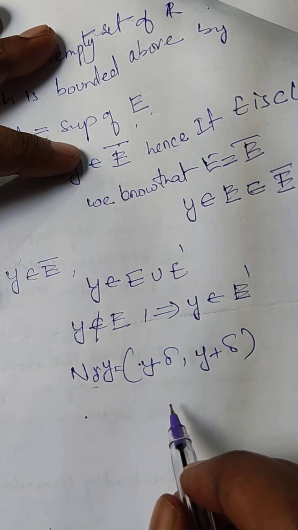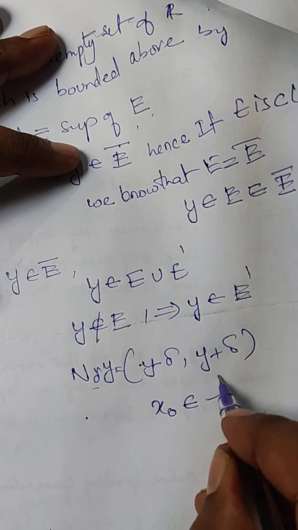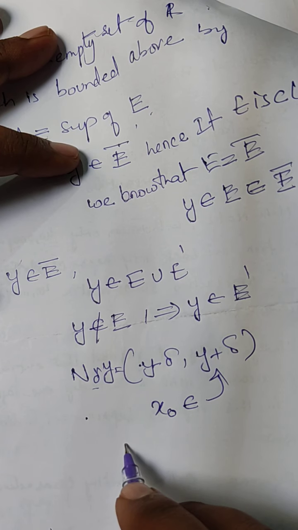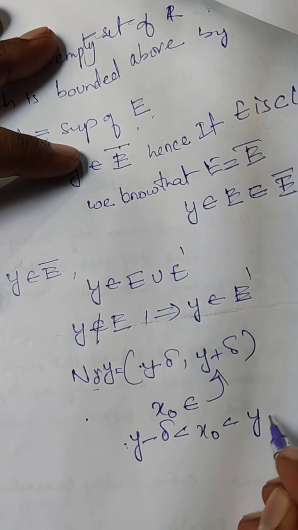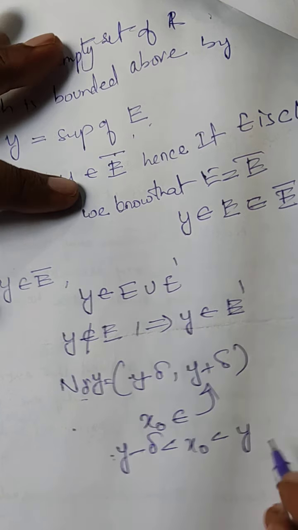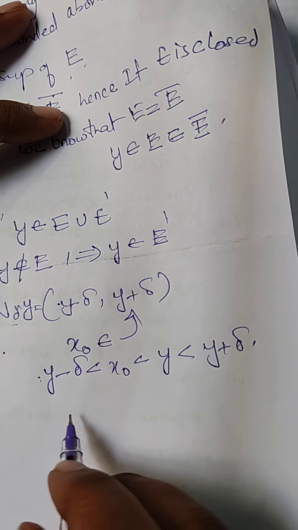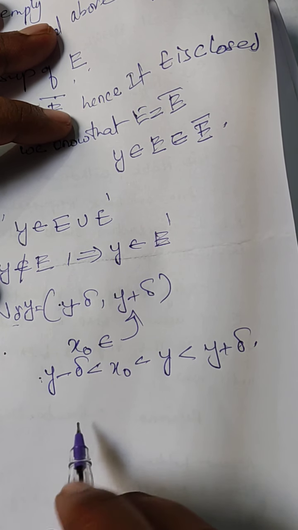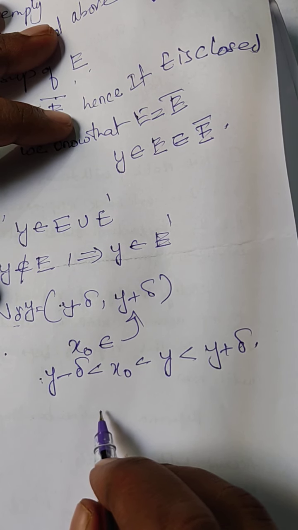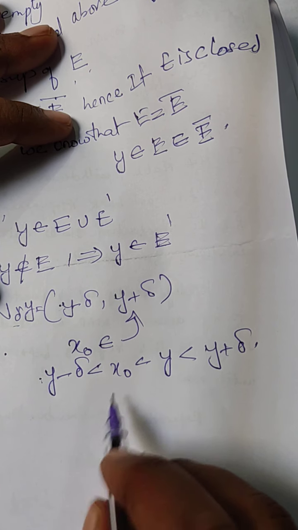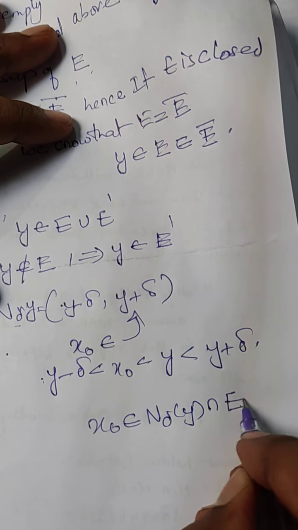since there is a point x naught, considering a point x naught belongs to this neighborhood, so we can say that y minus delta is less than x naught is less than y plus delta. We got an interval over here. From there we get that x naught belongs to this neighborhood N delta y. Whenever we do intersection with E, x naught belongs to N delta y intersection with E.